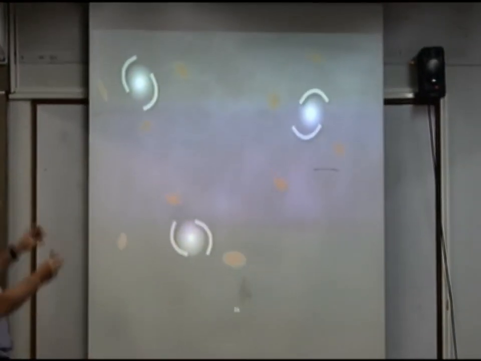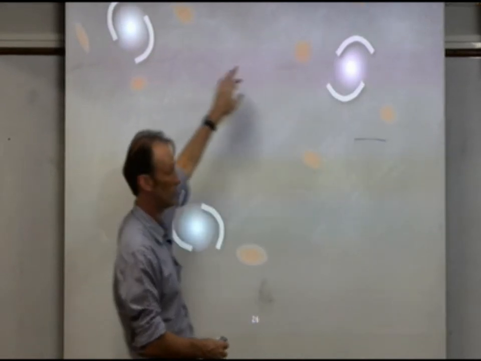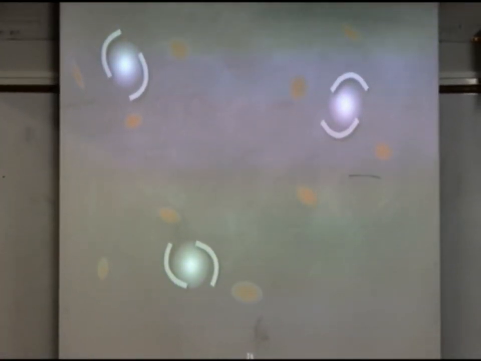So this is how it works. Imagine that you have a patch of sky with lots of foreground lenses, that's the gray things, and lots of background lenses, which are the orange galaxies. Then from this picture, you're not going to deduce very much.